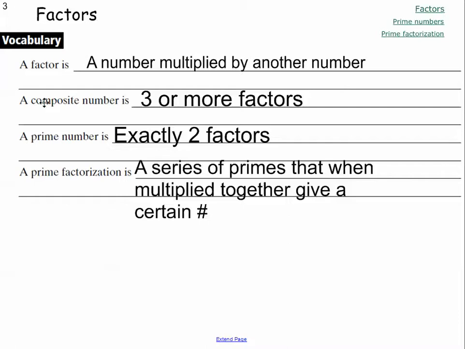All right, so first some vocabulary words that we need to know. If we're talking about a factor, that means what two numbers am I multiplying to get a product. So a number multiplied by another number. Composite number means I have 3 or more factors. A prime number means I have exactly 2 factors. And by the end of today, we're going to be working on prime factorization, which means what series of prime numbers do I multiply together to give me the answer.